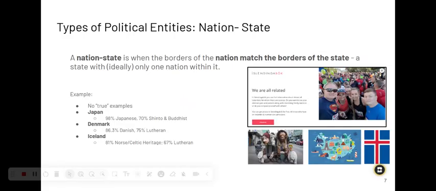Okay, so the nation state. A nation state is the ideal setup when a nation and a state perfectly overlap. One group of people, one government. Sounds simple, right? Japan is a great example. 98% of the people there are ethnically Japanese, and they run their own government. Denmark and Iceland also fit this model. Now, do true nation states really exist? Not really. There's always some level of diversity, no matter where you're looking, but these are probably the closest examples of a nation state where everyone has a heritage closely tied to that country.